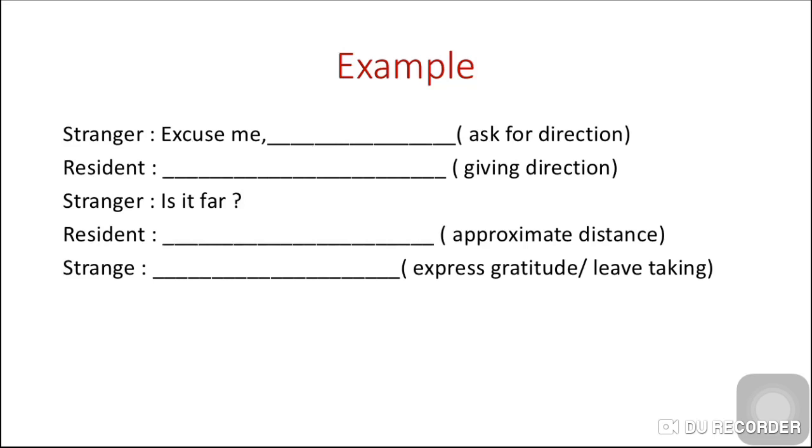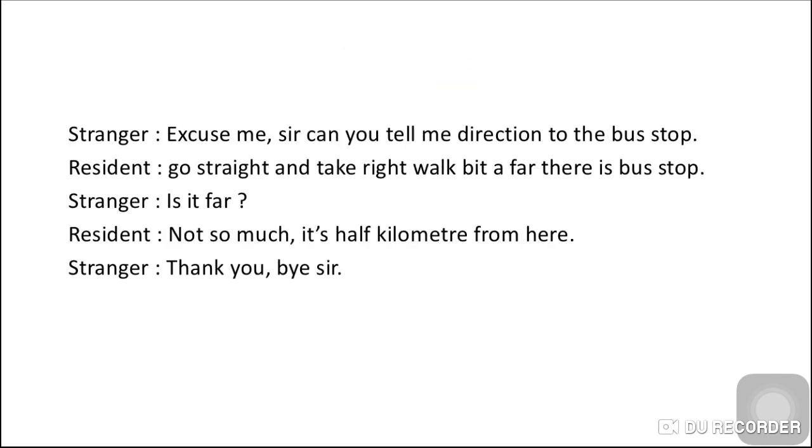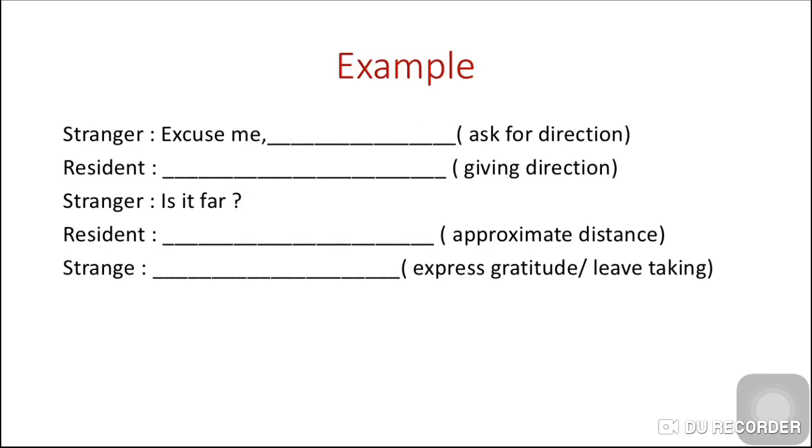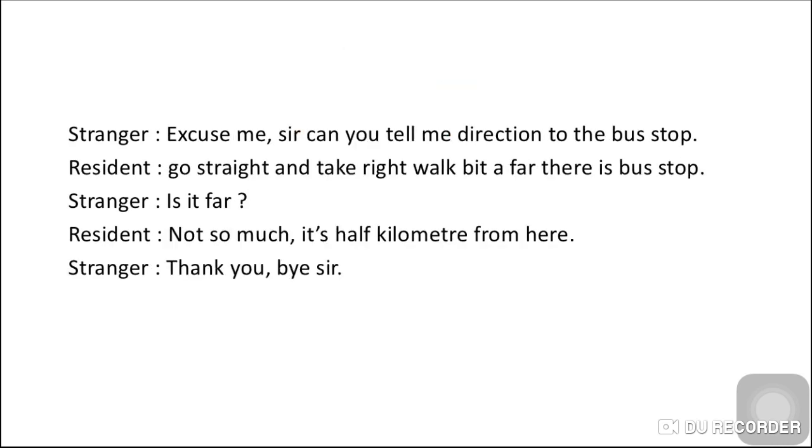So keeping this in mind, I have solved it on the next page. Stranger: "Excuse me, sir." In the writing form, while you are writing, there should be politeness in your words. That's why I used "sir". "Excuse me, sir, can you tell me the direction to the bus stop?" At the first blank, in the bracket there is a guideline: asking for the direction. So I wrote, "Can you tell me the direction to the bus stop?"